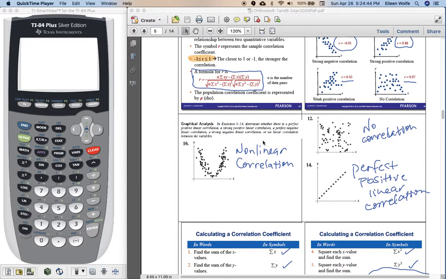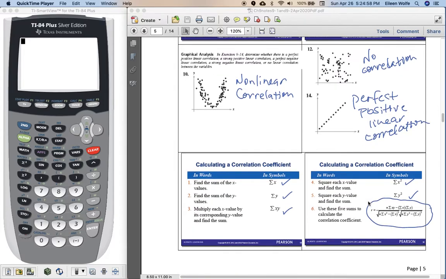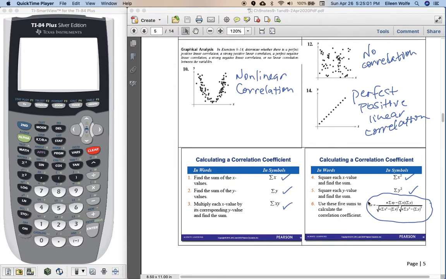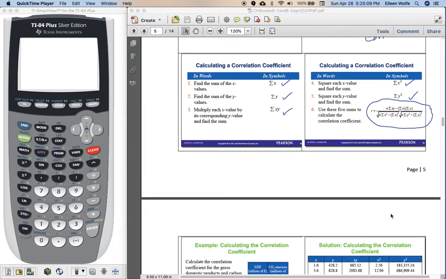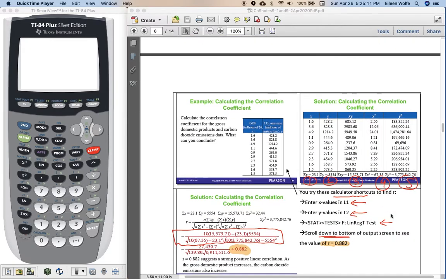All right, so if we were describing these, they'd ask you to attach some adjectives to what you see. This one would simply be called nonlinear. This one would be called no linear correlation, and this one would get the adjectives perfect, positive, linear. So on the way to calculating correlation, you would have to do these 5 steps before you could get to step 6 and crunch correlation out. Those 5 steps are carried out in this example.